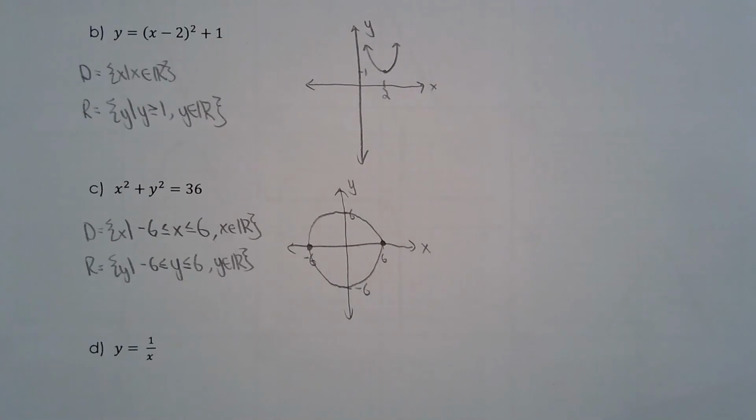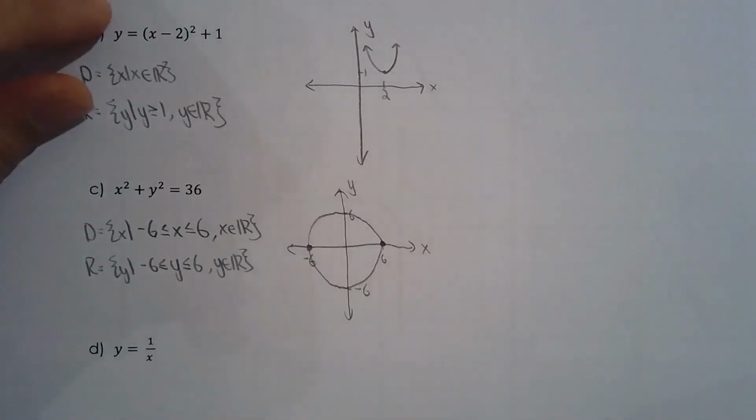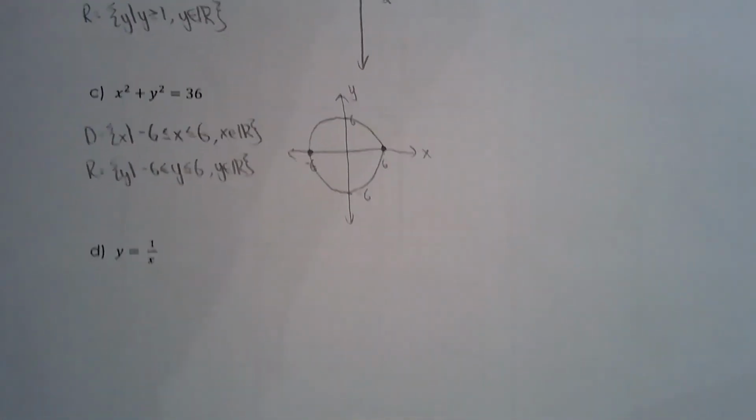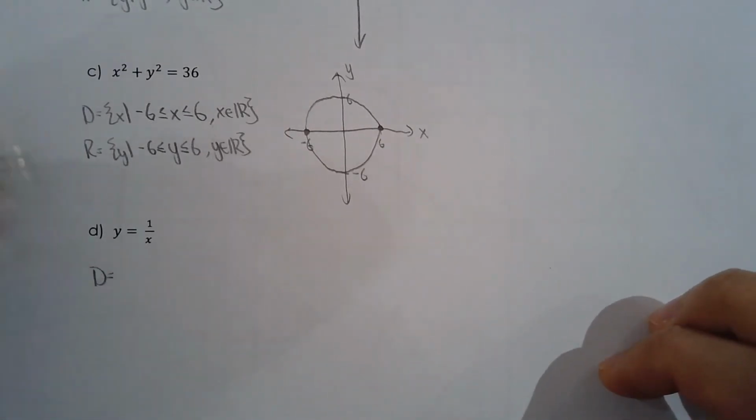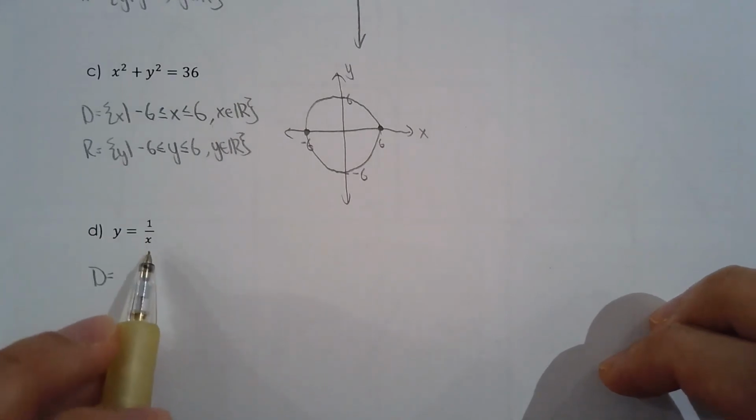Okay, so y equals 1 over x. Now, unfortunately, this one, you don't know how to graph this. But what you can do is study the equation. So 1 over x, I'm hoping you can say that the domain, okay, x can't be 0. X can be any other real number, but it can't be 0 because 1 over 0 is undefined, like we said in grade 9.